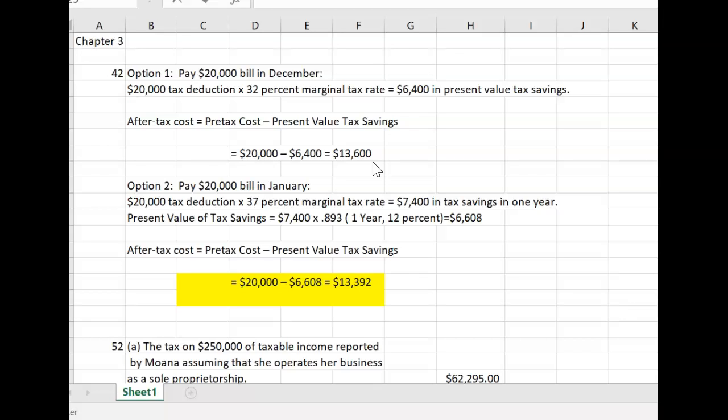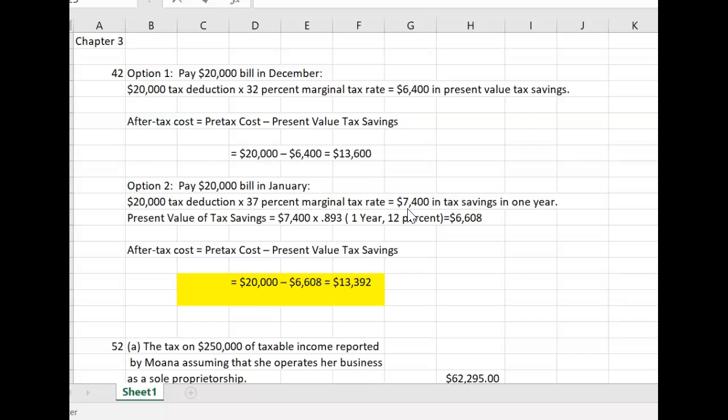But if she pays it in the second year, which is option 2, she's at the marginal rate of 37%. So 20,000 times 37% is $7,400. Well, that is the amount in January of the subsequent year, as in option 1. So what we have to do is take that $7,400 and we have to calculate the present value of that.